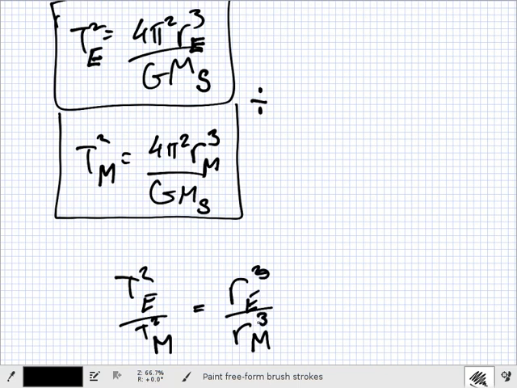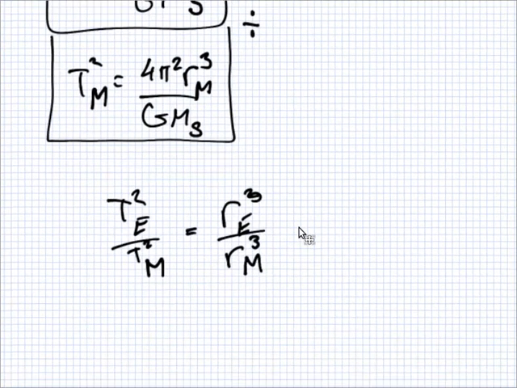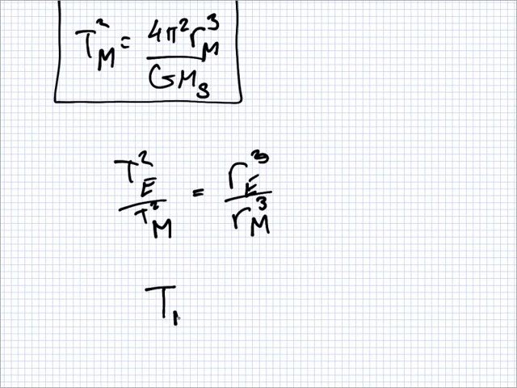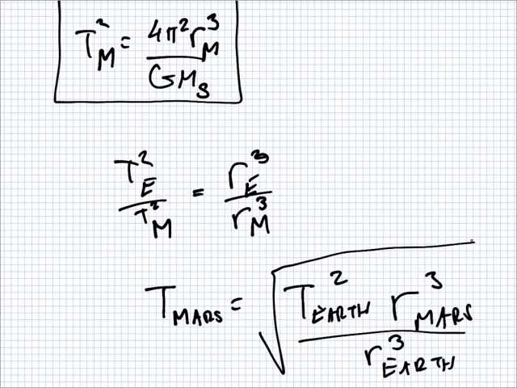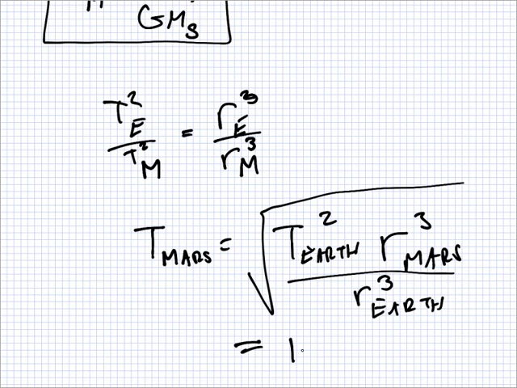Okay. What am I looking for? Mars. So the time for Mars will be the time for Earth squared, times the radius for Mars cubed, all over the radius for the Earth cubed, and then square root. Is this about 2 years? Yeah, what do you get here? 1.89 years. Earth years.